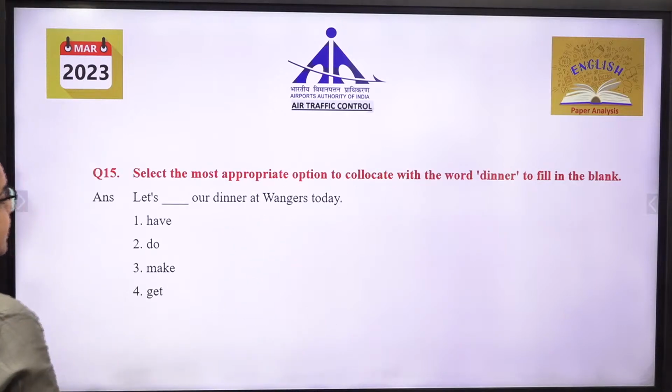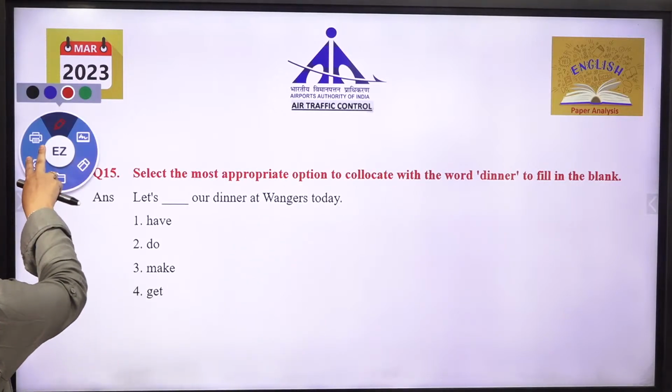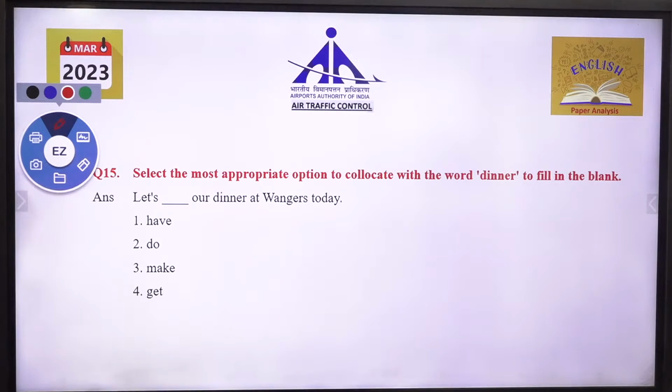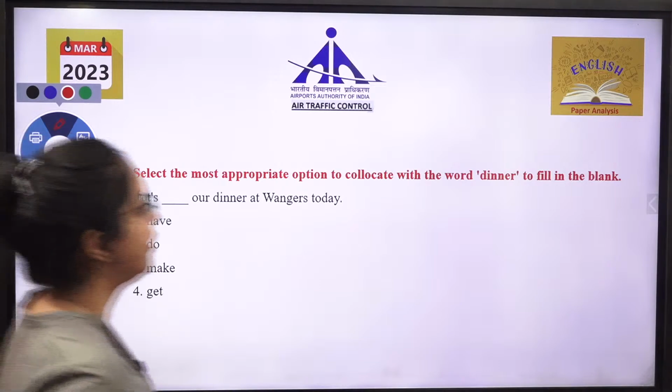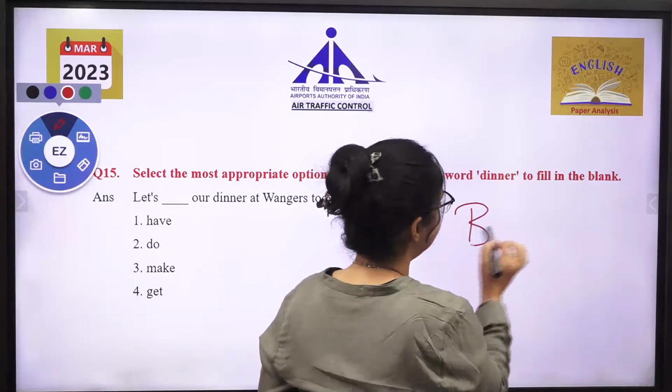Let's go for the 15th. Same way, choose the right word. Let's dash our dinner. Wherever the place it is, will you have your dinner? Will you do your dinner? Will you make your dinner? Or will you get your dinner? Think about it. What are you going to do? Okay, let's learn two more words here first before we move forward.